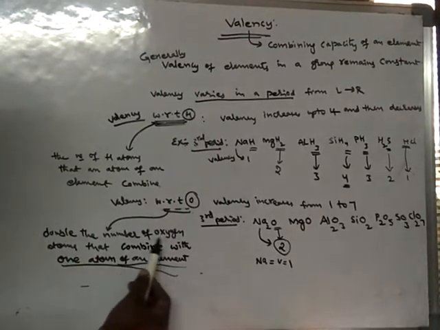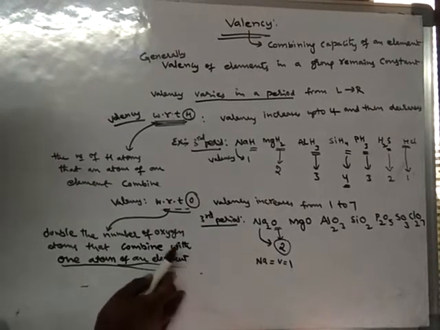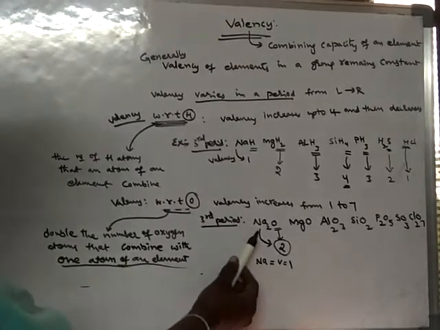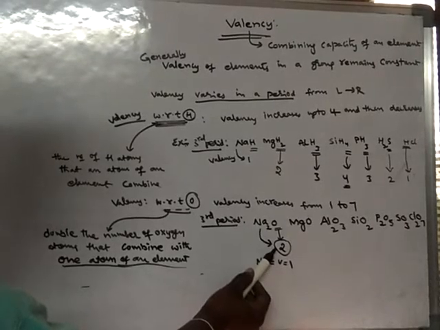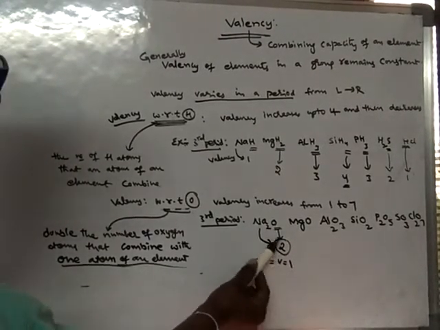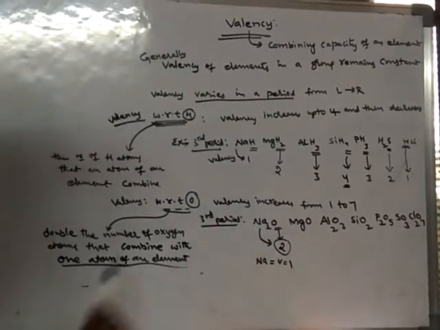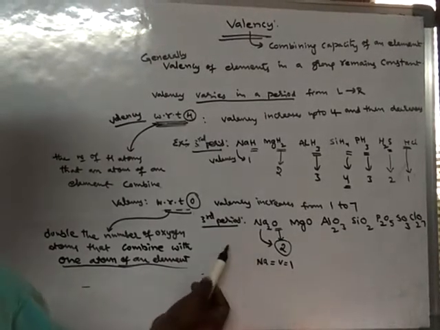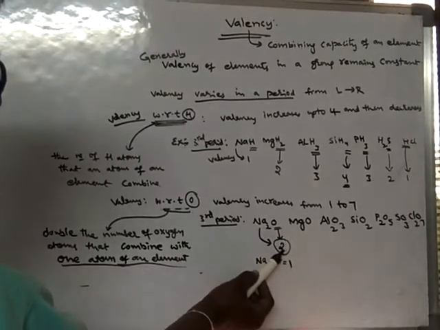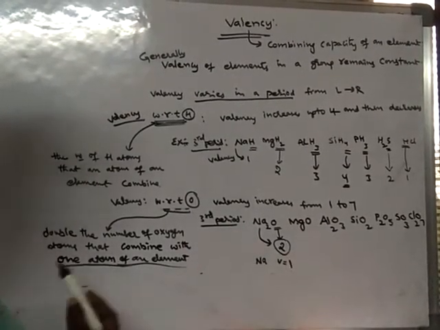The definition says double the number of oxygen atoms that combine with one atom of an element. After doubling the oxygen number, that number is applicable for 2 sodium atoms. But valency should be calculated only for a single sodium atom. So for 2 sodium atoms the valency is 2, and for 1 sodium atom the valency will become 1.